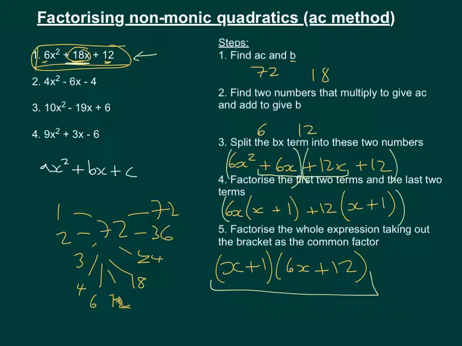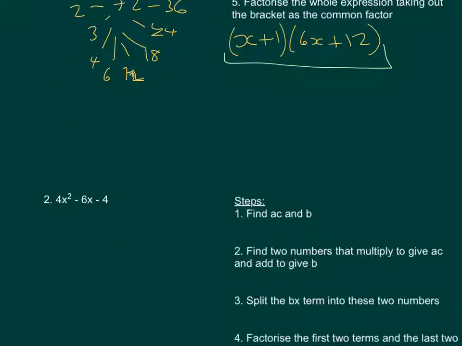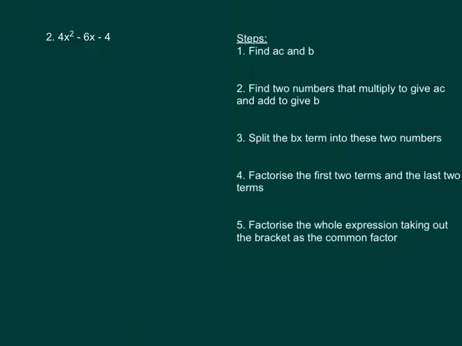Let's now move on to the second one. There's 4 examples I want to go through. I'm going to try and do it a little bit quicker each time. As you get the hang of these, it becomes a lot easier and quicker. So we've got AC and B. AC is minus 16 and B is minus 6.